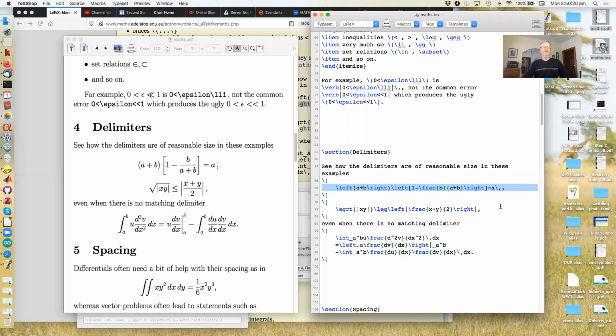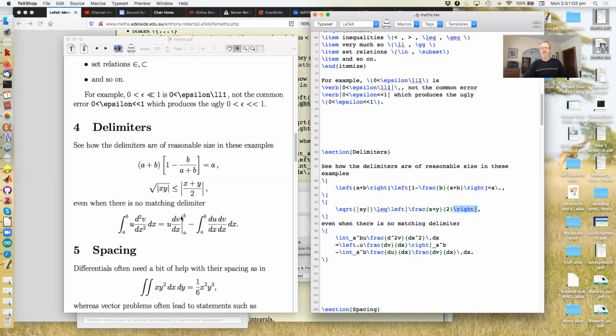This command applies to all of the delimiters. So for the vertical bars, here we've got the square root of mod xy is less than or equal to the mod of the arithmetic mean of x and y. These need to be large, and we get them suitably large by \left| and \right|. And you can use left and right even if there's no matching delimiter, as in this version of integration by parts. Integrate this by parts and you get u dv/dx evaluated between a and b. And that's quite a common symbol.